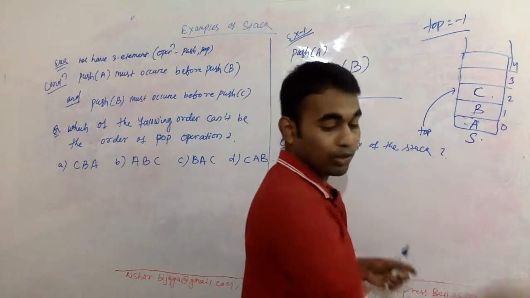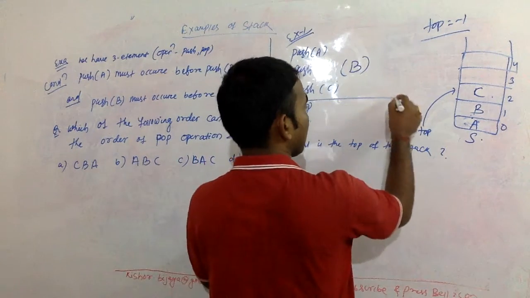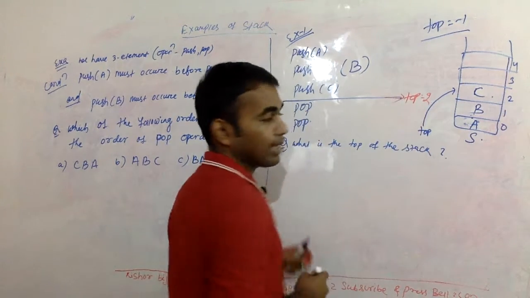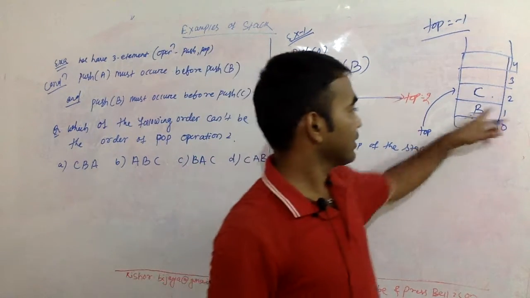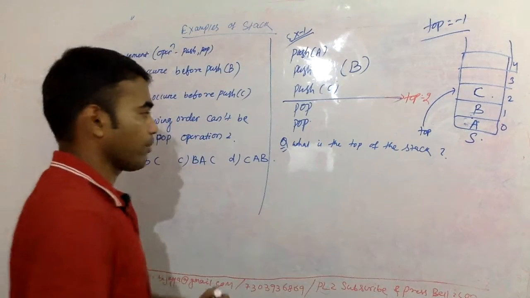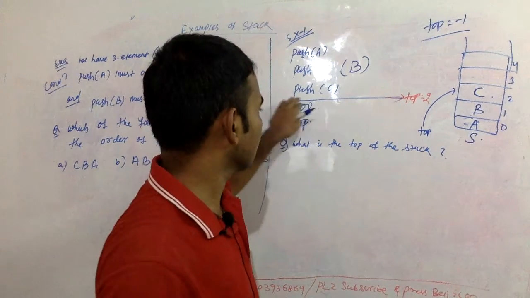That means stack of top equals C, right? So at this particular point top equals 2, because top is pointing to this index 2. Okay, so that was not our question, right? We are at this particular point.